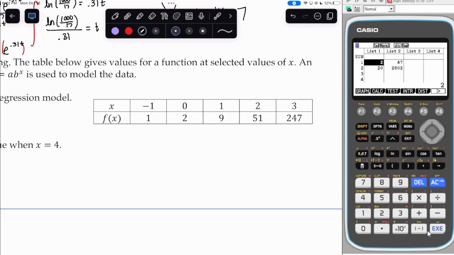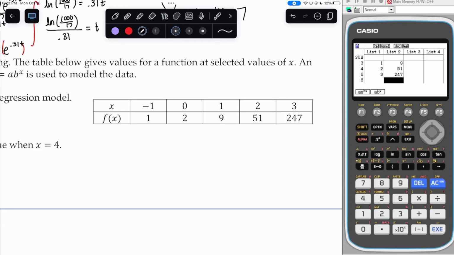So let's plug these numbers in. I'll say -1. Oops. Let's not do that negative. Let's do this one. -1, 0, 1, 2, 3. And this is 1, 2, 9, 51, 247. Let's press calculate. Regression. Let's scroll over for exponential. And then pick the one without the extra option because they're not asking for that one in this problem, right? They're asking for just the regular one. So we'll do F2. And then we have our values.